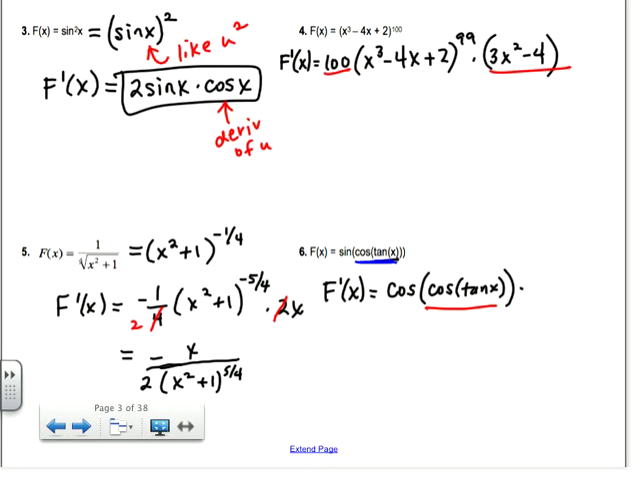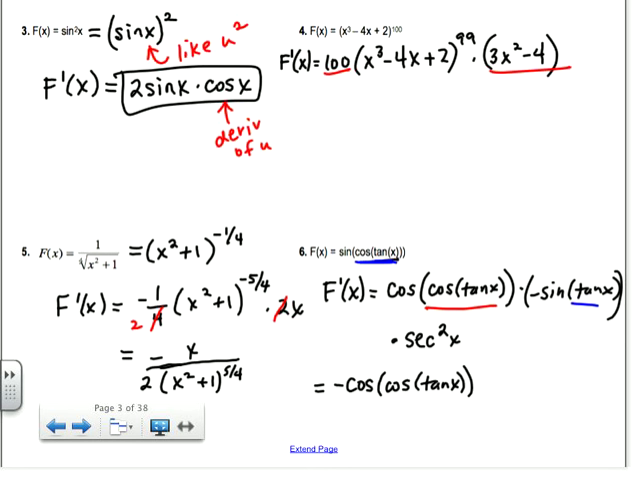So what is the derivative of cosine of tangent? Negative sine of tangent. And now the inside part is tangent. So times, what's the derivative of tangent? No, secant squared. You should know that. All right, so that's your final answer. So all I would do is bring the negative out front. So it's going to be negative cosine of tangent.